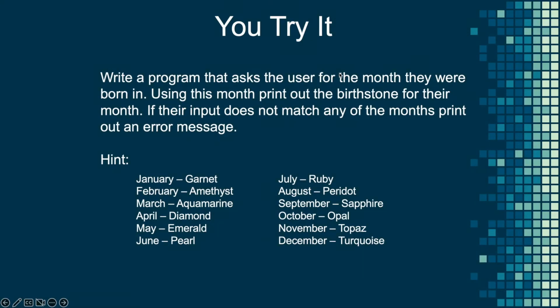So now I want you guys to try this one. Write a program that asks the user for the month they were born in and use this month to print out the birthstones for their month. If their input does not match any of the months, print out an error message. So just like before, we're going to say if it matches, print this, otherwise don't. So in this case, we can go back to the approach we had before. We don't really have to use the else's just yet. But what we can do is use a whole bunch of if statements to do this.